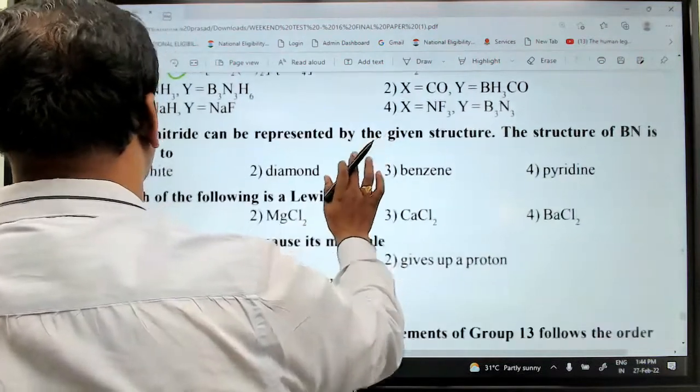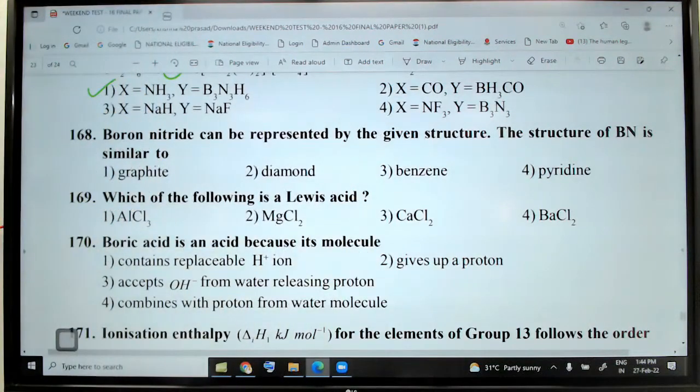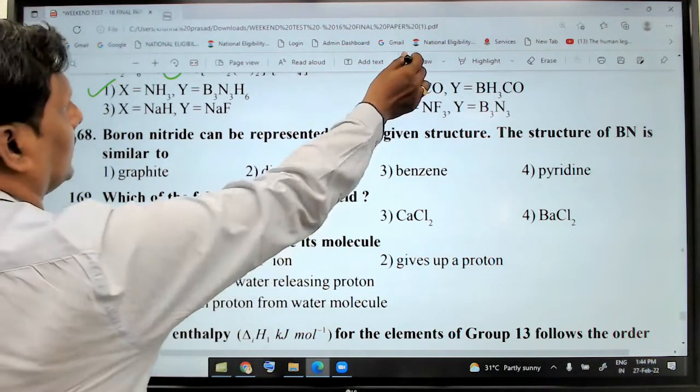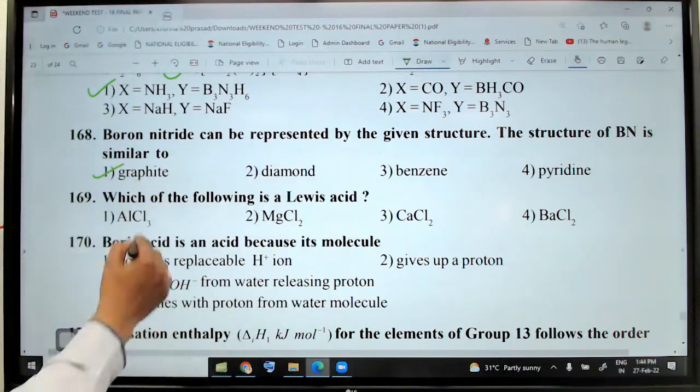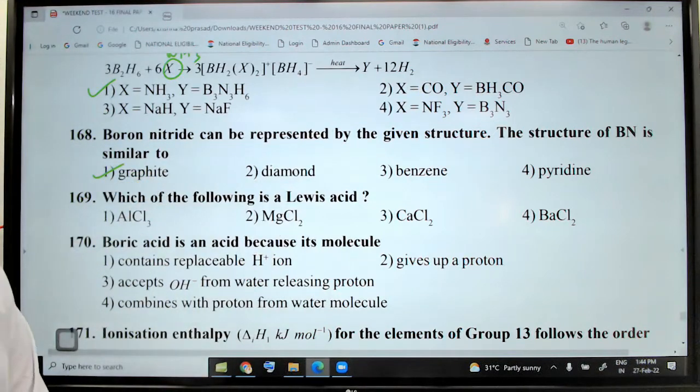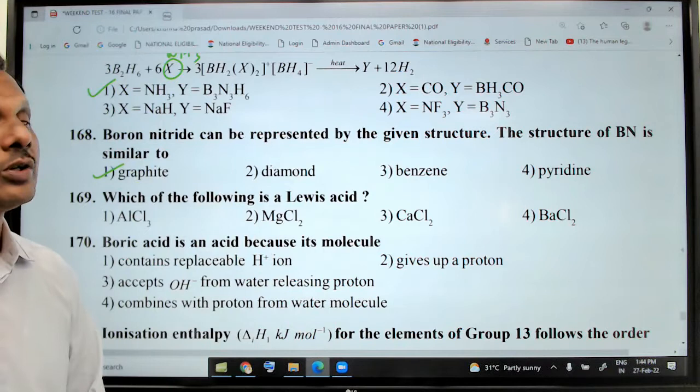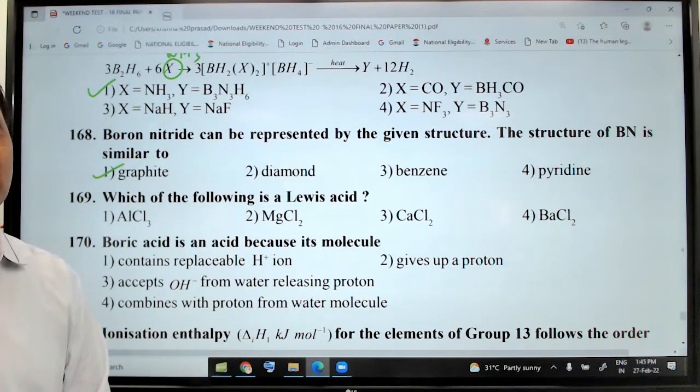One question was asked previously: the structure of boron nitride is similar to what? Graphite. Similar to what? Graphite. These are called inorganic graphite. Borazine is inorganic benzene. Boron nitride is inorganic graphite.